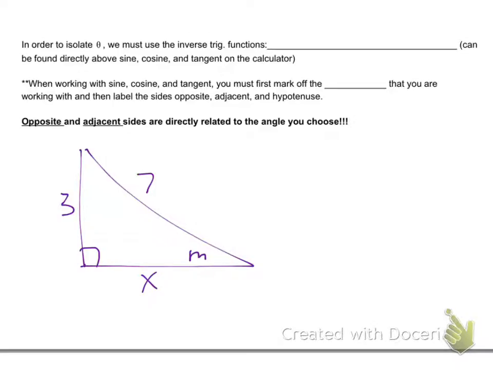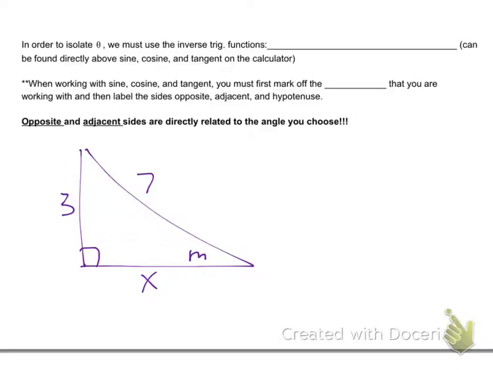I need to solve for angle M, and I need to solve for side X. Now, hopefully, everybody right now says, hey, that's a right triangle. I'm given a hypotenuse and one of the legs. I can just use what? A squared plus B squared equals C squared, Pythagorean's theorem. Yes? Yep. And if I use Pythagorean's theorem, I can solve for X very easily.